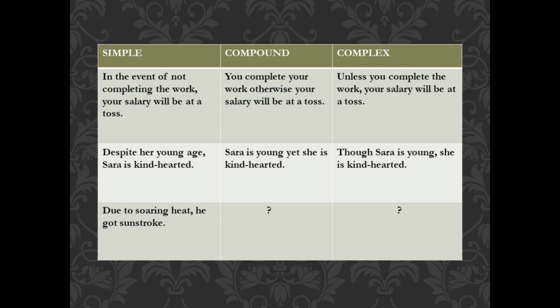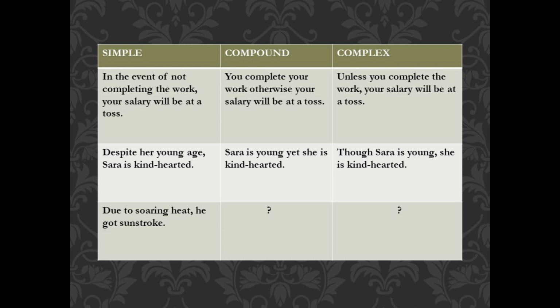And the complex one is, though Sarah is young, she is kind-hearted. Here, though is the subordinating conjunction which you use only in complex sentences. There are two more words which you can use in place of the word though, even though and although. So it's correct if you say, even though Sarah is young, she is kind-hearted, or although Sarah is young, she is kind-hearted. All the three are correct.